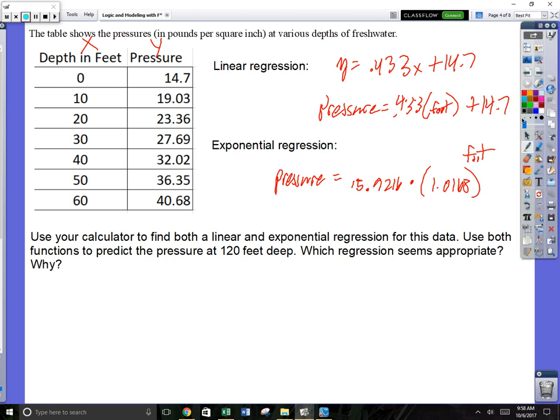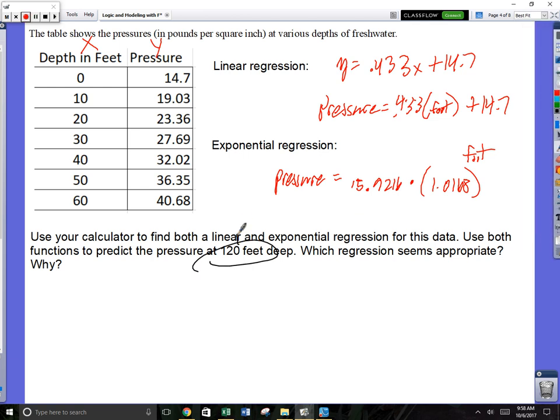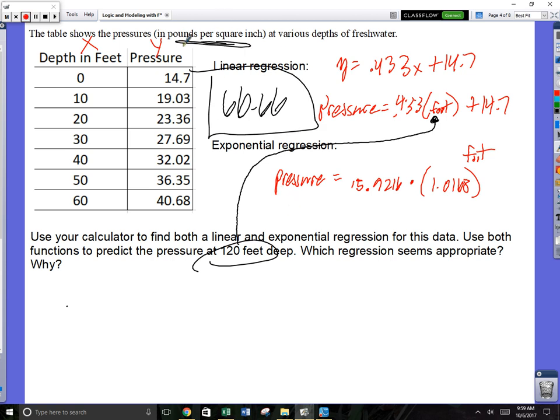So now here's what we've got to take. We've got to take 120 feet and plug it into the linear model, times 0.433, add 14.7, and that should be the pressure. So if we do that, I'm going to go 0.433 times 120 plus 14.7. The linear model gives me a pressure of 66.66 pounds per square inch, whatever the pressure is.